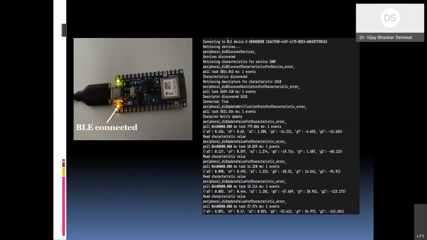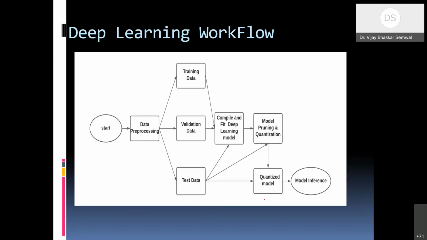So you can see that when I capture data, you get AX, AY, AZ, GX, GY, GZ. These are 3 accelerometer channels and 3 gyroscope channels, so 1, 2, 3, 4, 5, 6. For one gesture, for one sample, I'm getting 119 rows.